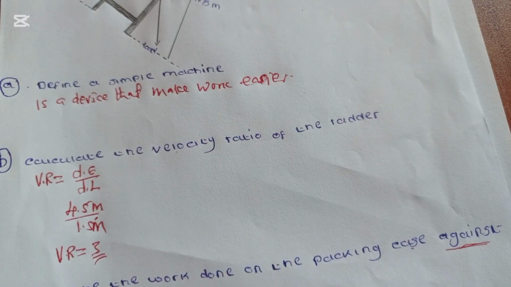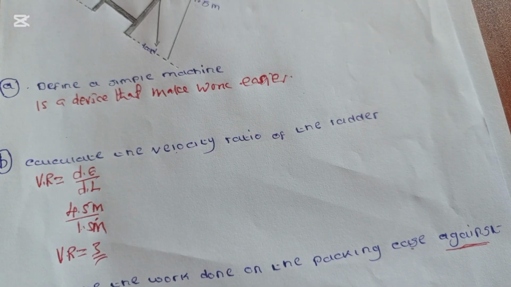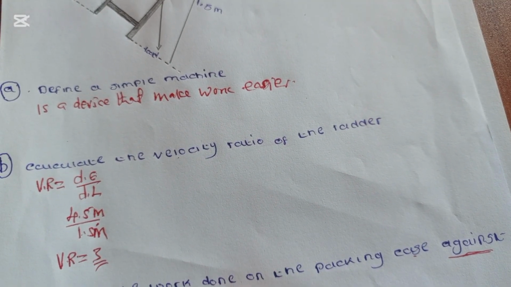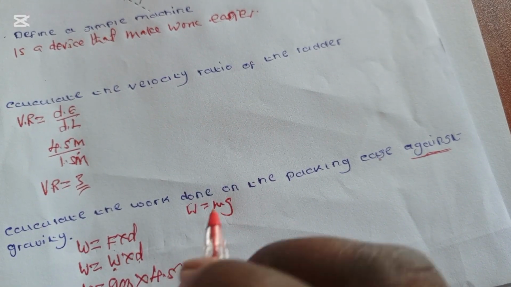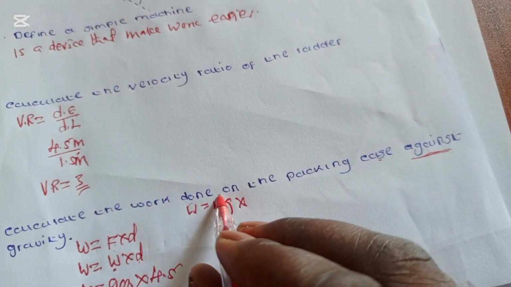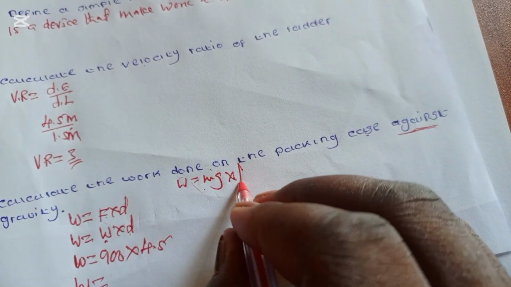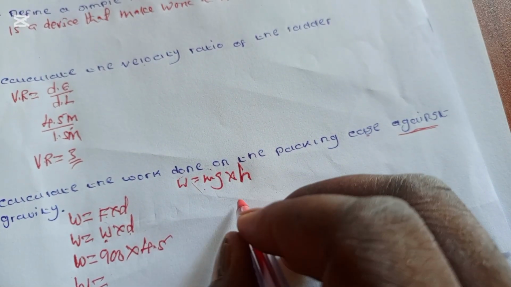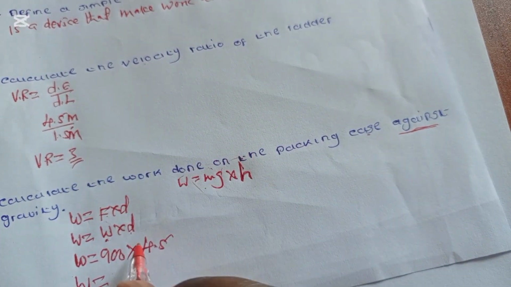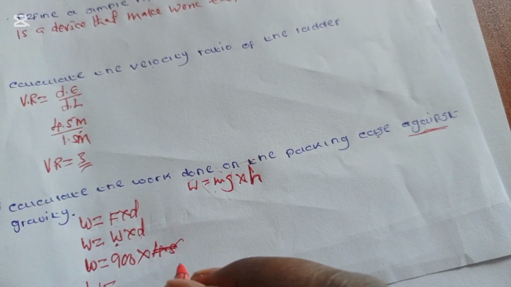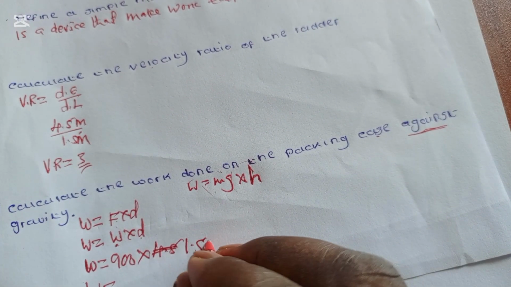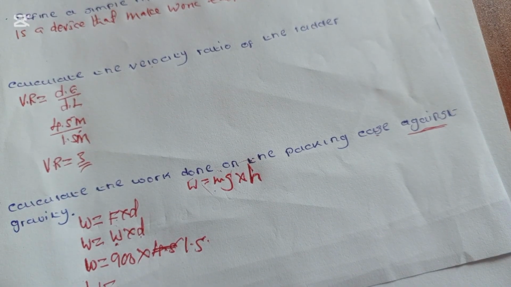Okay, in fact, there's a mistake here. Since we're finding weight, and weight is equal to mg, which is mass times gravity, we also need the perpendicular height, because we're working against gravity. So instead of 4.5, the effort distance will be 1.5 meters there, which is the perpendicular height.